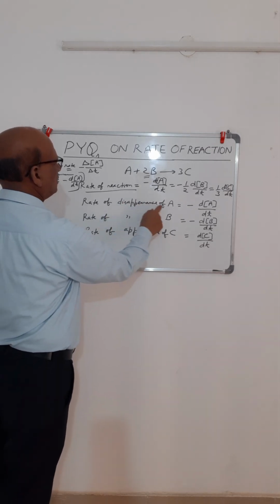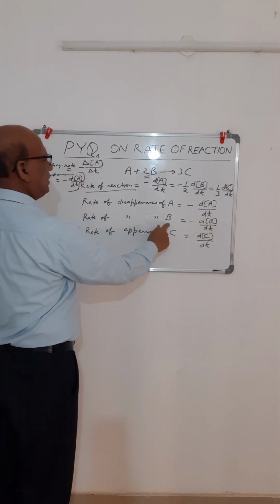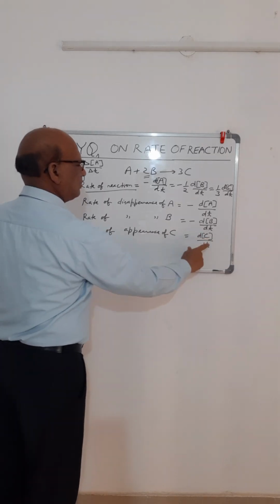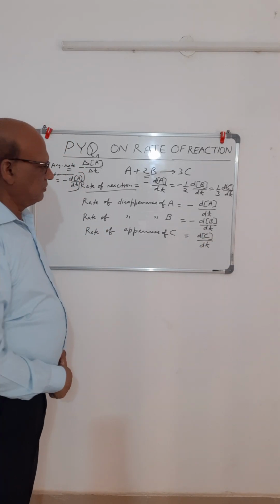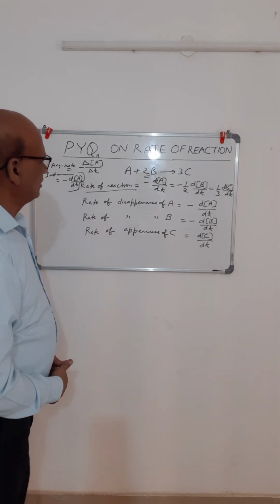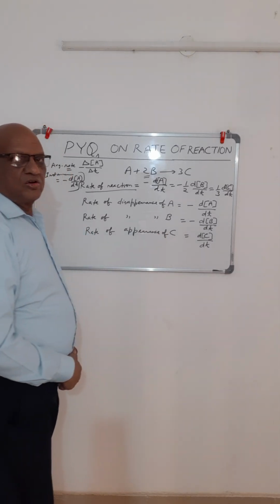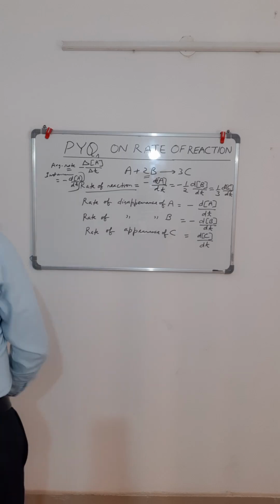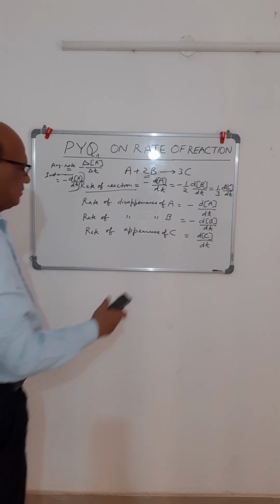So we say rate of disappearance of A is equal to minus dA by dt, rate of disappearance of B equal to minus dB by dt, and rate of appearance of C equal to dC by dt. That is how the concentration of C is changing with time. Okay, so this is how we express the rate of disappearance, rate of appearance. Rate of appearance can also be called the rate of formation of C. Okay, so that is how we can express the rate of a given reaction.